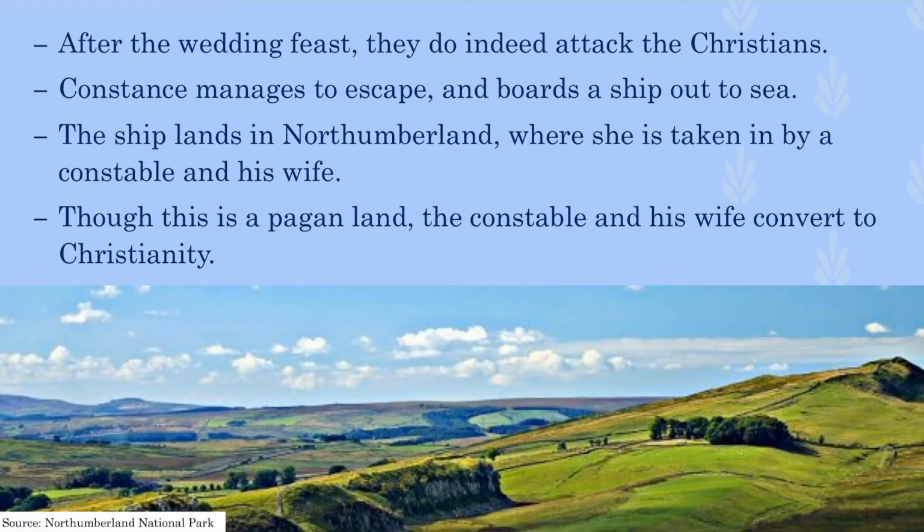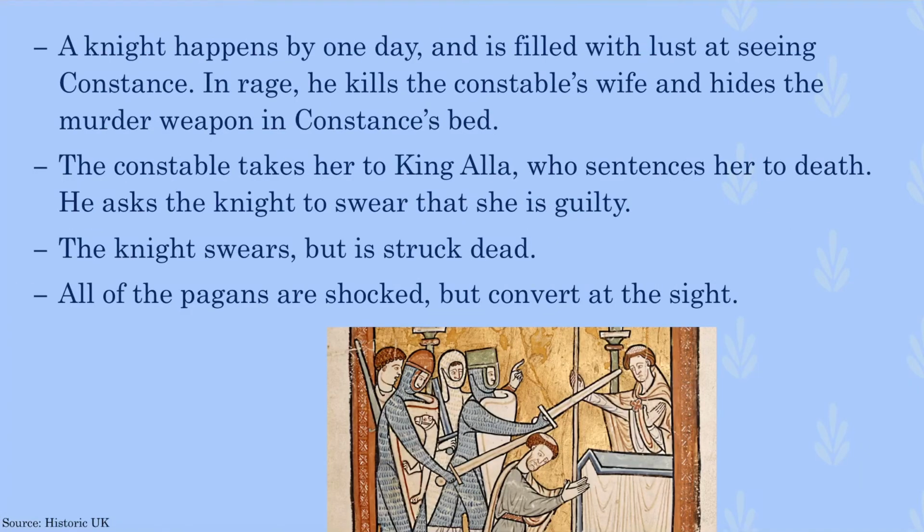After the wedding feast, they do indeed attack the Christians. Constance manages to escape and boards a ship out to sea. The ship lands in Northumberland, where she is taken in by a constable and his wife. Though this is a pagan land, the constable and his wife convert to Christianity. A knight happens by one day and he's filled with lust at seeing Constance. In rage, he kills a constable's wife and hides the murder weapon in Constance's bed.